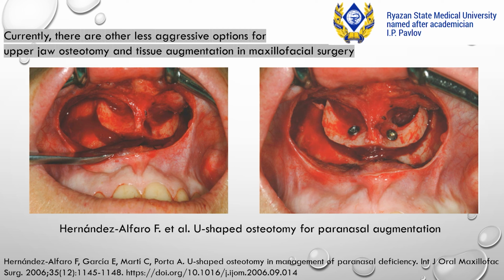For example, Hernandez-Alfaro developed a U-shaped osteotomy for paranasal augmentation. This technique was developed to mobilize the anterior-posterior part of the maxillary bone surrounding the piriform foramen and fix it with screws in a new predetermined anterior position. The authors presented two clinical cases without analysis of data.